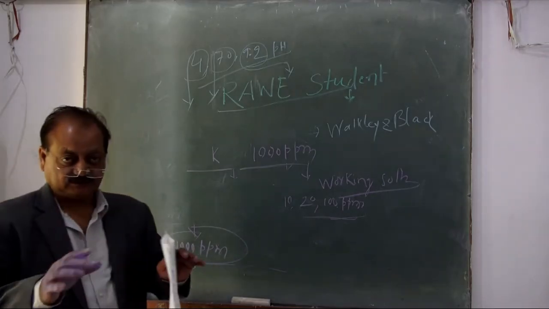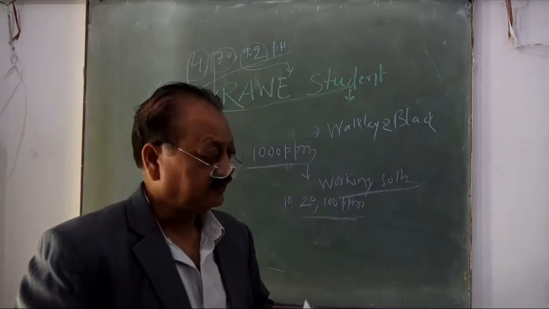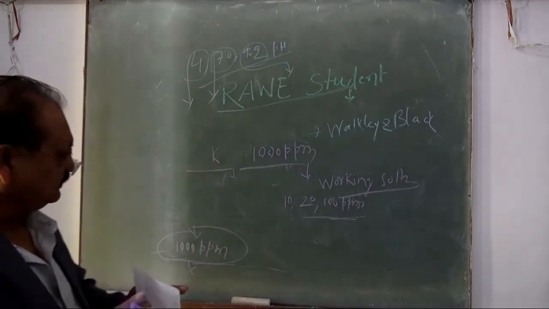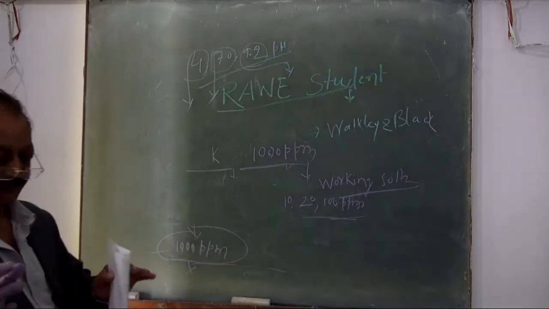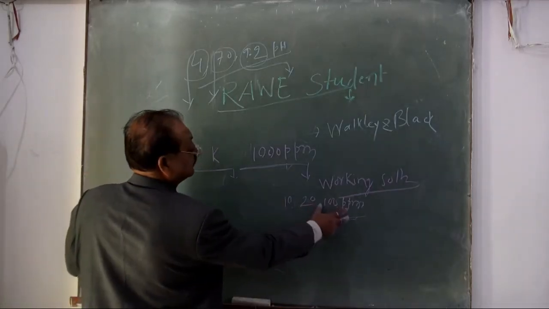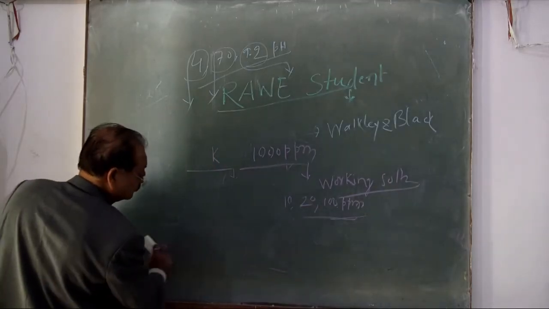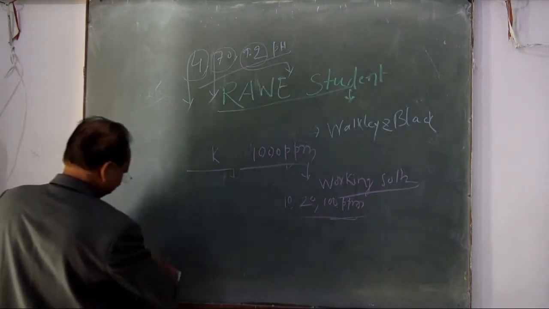Whenever you come to the practicals, you will do this work manually, and then you can understand what strength is required for you. For potassium, up to 100 ppm is required. So for this preparation, what do you have to do?